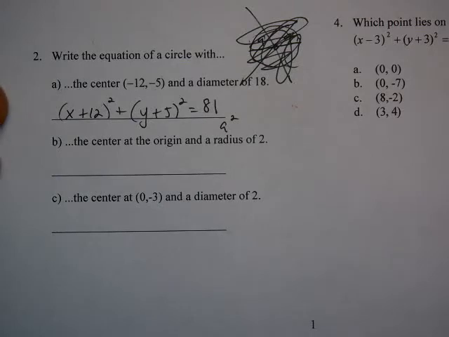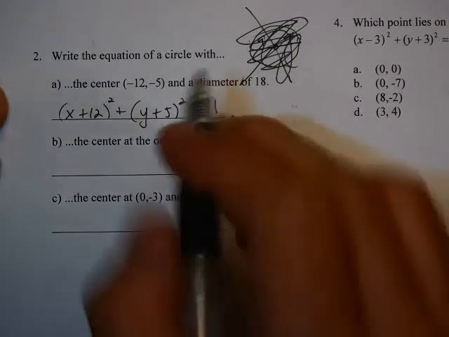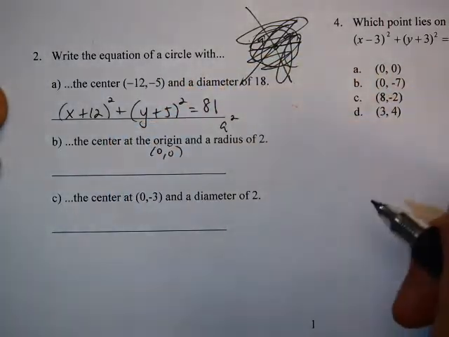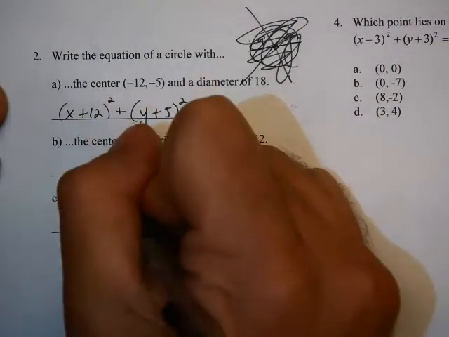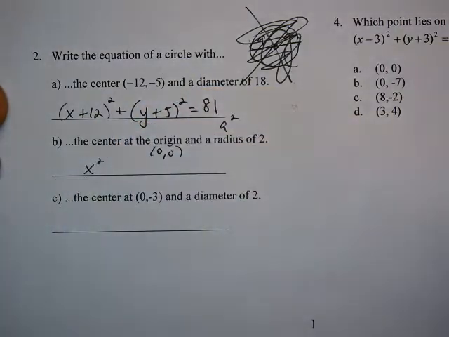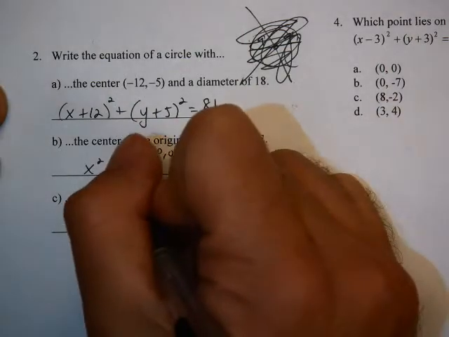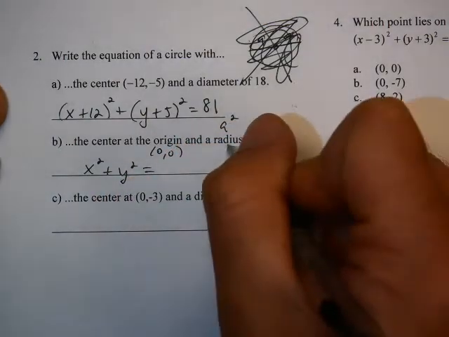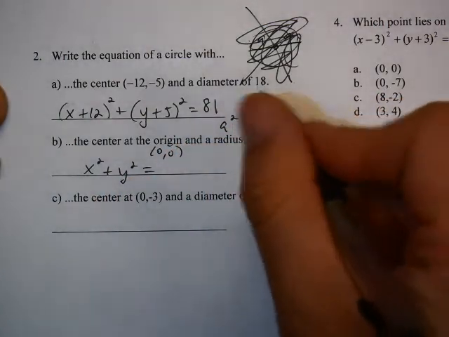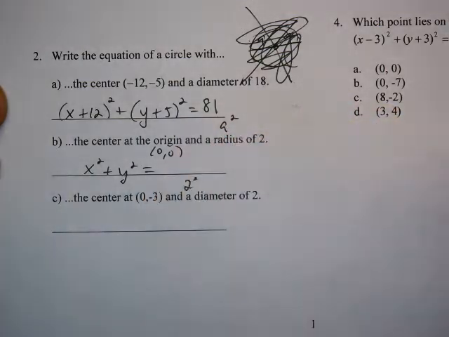That'd be good. Part B, the center at the origin and a radius of 12. The origin is the point (0, 0), which means unlike part A, we no longer have parentheses. It'd be x plus 0 squared, but we can just get rid of those parentheses when we simplify it. So it becomes x² + y² equals. Now the radius, last time we had to cut that diameter in half. The radius is already where we want it, so the radius is 2 squared, which gives us 4 in the equation.